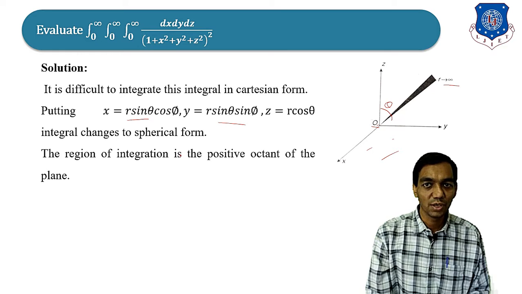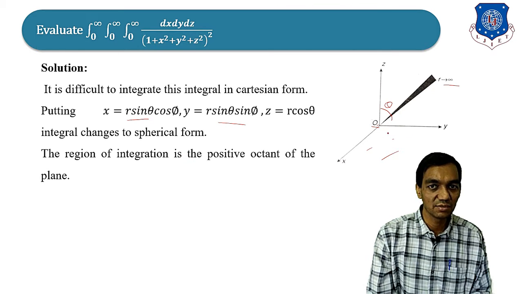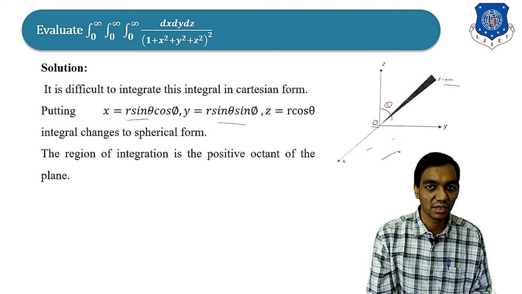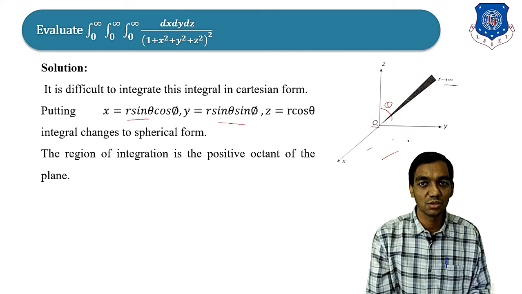Now, if you check the angle of theta, this radius vector either starts from the xy plane and goes up to the maximum at the z axis. That means if you write down the limits of theta, it will start from 0, the xy plane.